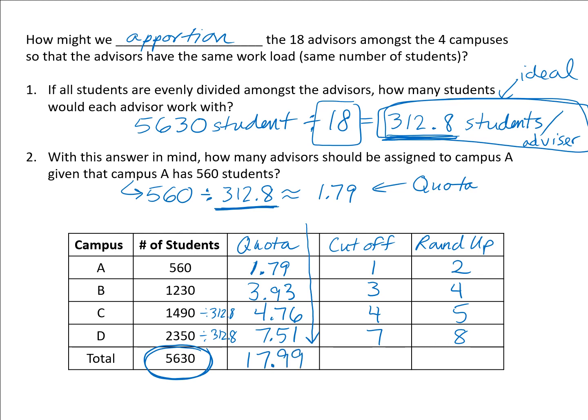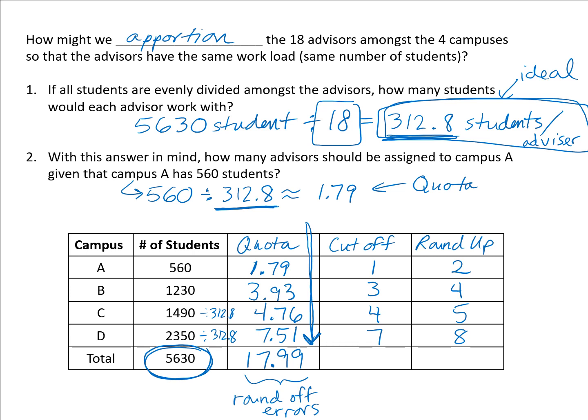You might imagine the reason I'm not getting 18 is round-off error. It's really close to 18, but because I rounded these decimals off as I wrote them down, when I do the total, I don't get exactly 18. Sometimes you will, sometimes you won't. It depends on how the round-off works. But either way, that's a nice check to make sure you haven't made a calculation mistake, because your quota total should end up giving us 18, since we want to distribute 18 advisors.